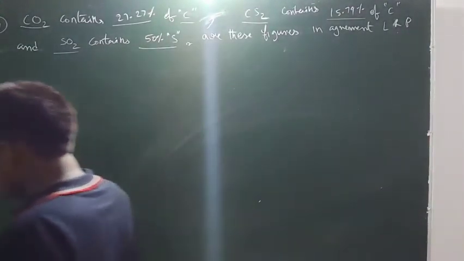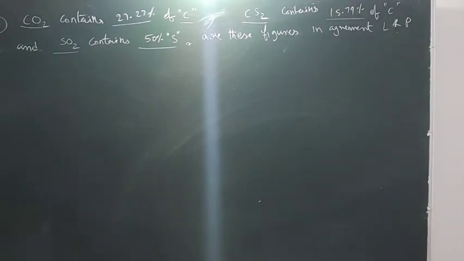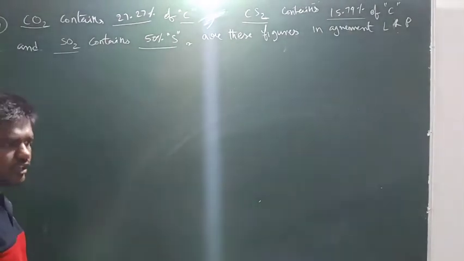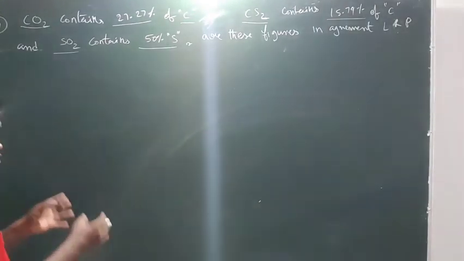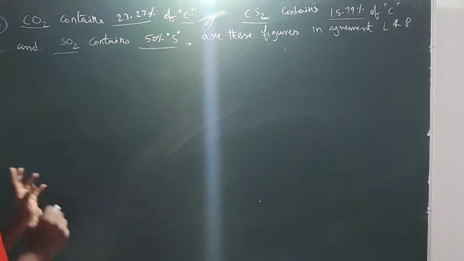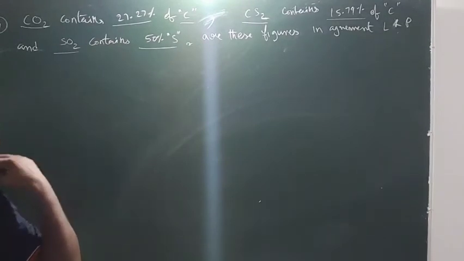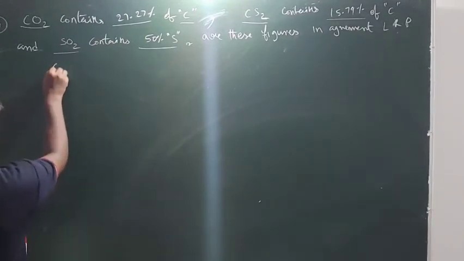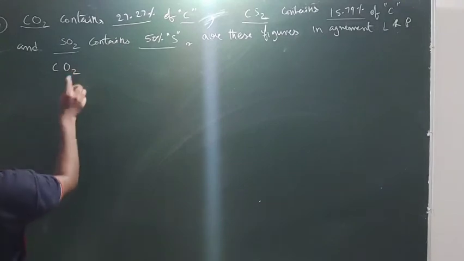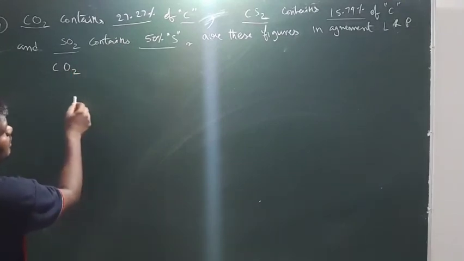Okay, guys. Now let us check out the mass ratios of any two elements when they combine with the fixed mass of the third element, and let's check whether the mass ratio is the same or not when the two elements combine together. So now let me take first CO2. Now, guys, in CO2, what is the mass of the carbon?